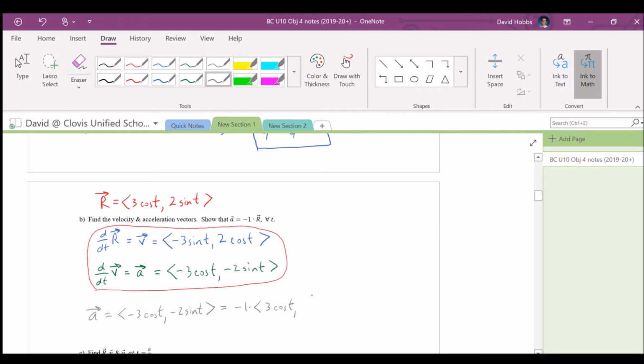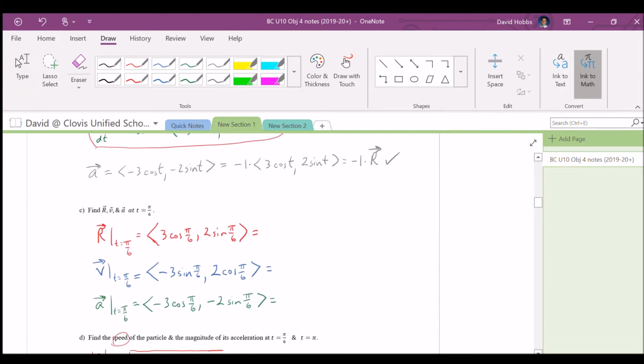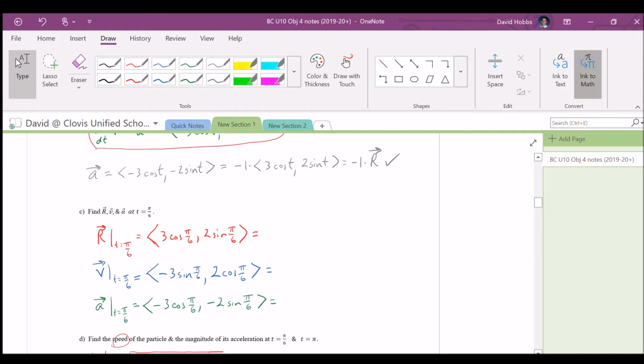Cosine t, comma 2 sine t, which happens to be the position vector. We can see, comparing it up there, that it is negative 1 times the position vector, and so we just showed that. Okay, find the position vector, velocity vector, and acceleration vector evaluated at t equals pi over 6.